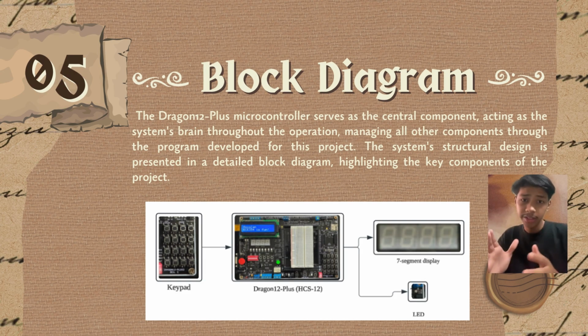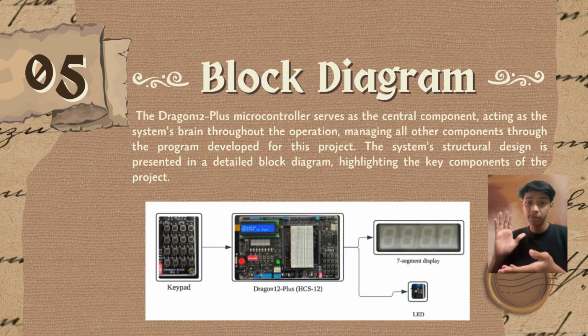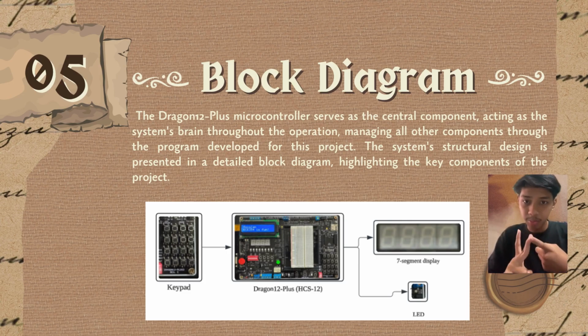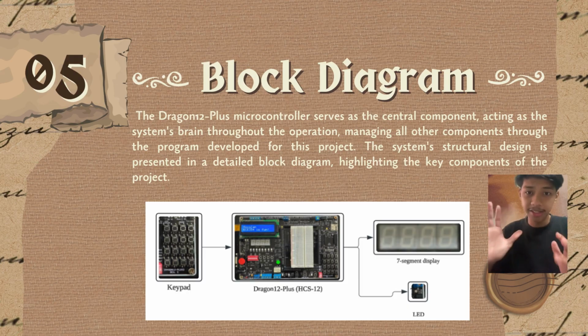For the block diagram, as you can see, we put the keypad as an input, and then the microcontroller HCS12 DragonBoard, and then for the output we have 2, which are LEDs and 7 segment display. Okay, let's see. We do keypad 1 and then keypad 2. Keypad 1 is candidate 1, keypad 2 is candidate 2.